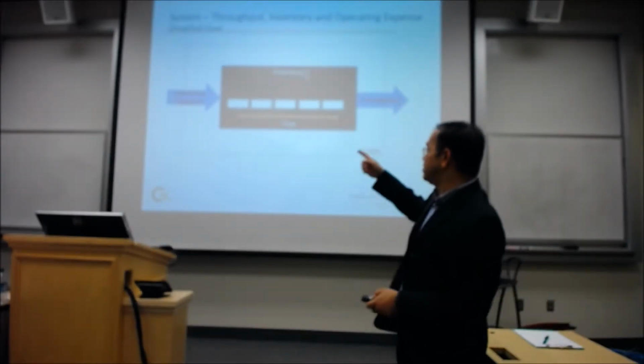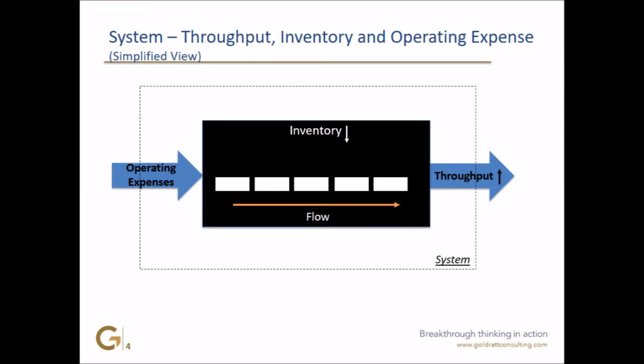Within this system, there is an organization with multiple departments. The objective is to increase the flow inside the system. If we increase the flow, then we can decrease the inventory. That is one way to look at it. This is how I would describe it, a very simplified view.